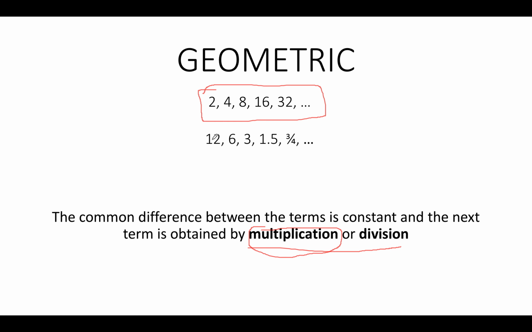Look at the bottom one. This one is also a geometric sequence where we obtain the next term by division, dividing the first term by 2. 12 divided by 2 is 6, 6 divided by 2 is 3, 3 divided by 2 is 1.5, and it goes all the way on by division. This is a geometric sequence. We need to know the difference and how to identify them. So let's move on.